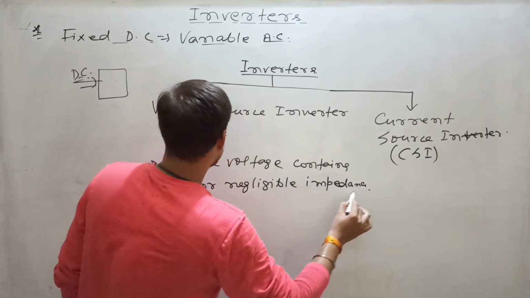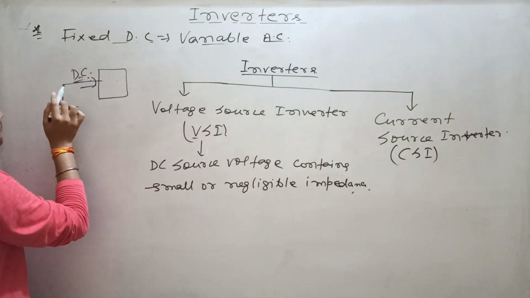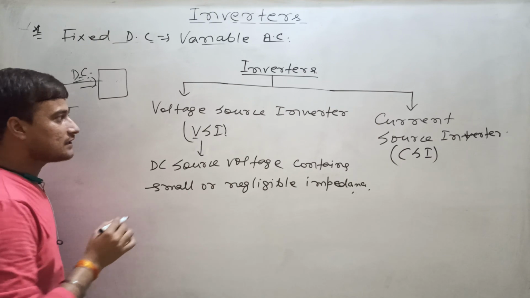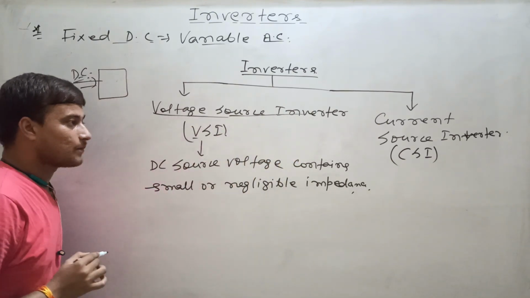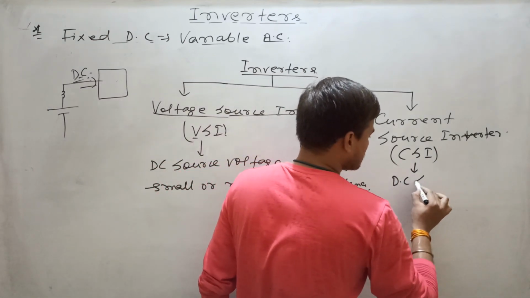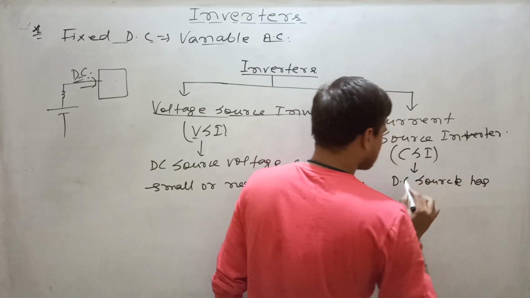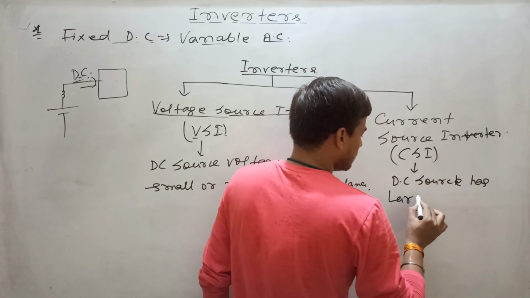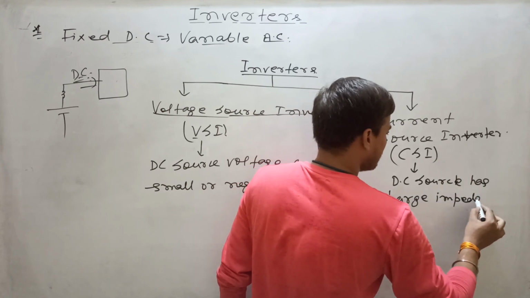Clear? If you are providing a DC, and if this DC source has some small or very negligible inductance, then the inverter will be voltage source inverter. Here you can write: DC source has large impedance. DC source has large impedance.